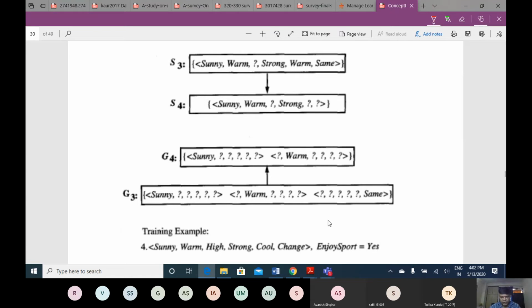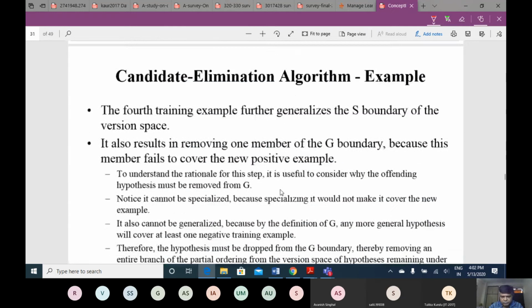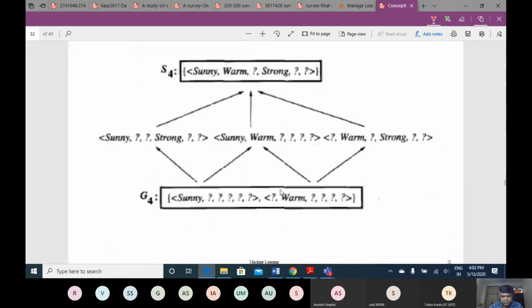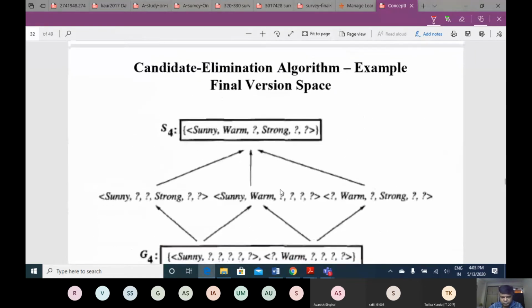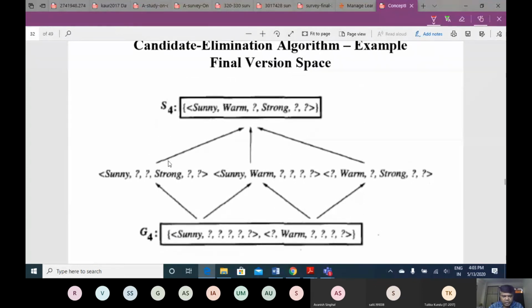तो इसको हम और बड़ा कर गए और इसको छोटा कर गए. Okay, so that is how we keep on changing the boundaries, and we finally find the version space. So after going through this, this is the final version space, and these are the intermediary hypotheses which are also included in this.